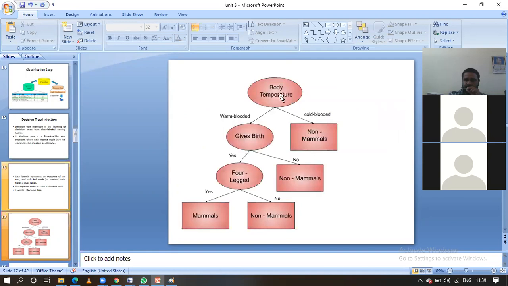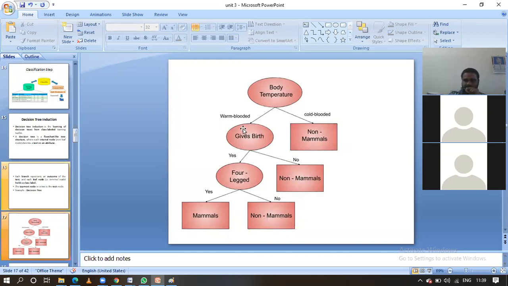Here is an example of how the decision tree will look, guys. Here is the root node. There is one test condition here, that is body temperature, either warm blooded or cold blooded, guys. This is one subset and this is the other subset. This subset belongs to the warm blooded, and this subset belongs to the cold blooded, guys.